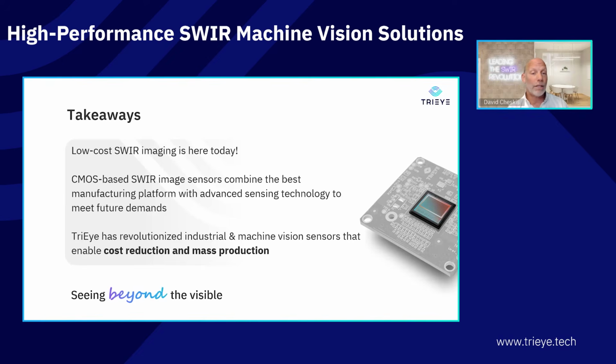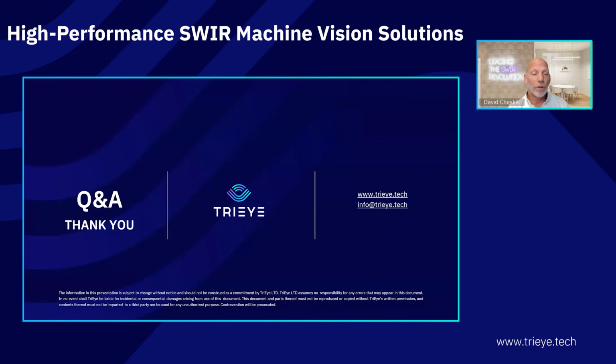Otherwise, CMOS-based SWIR image sensors combine the best manufacturing platform with advanced sensing technology that's really going to meet the future demands. We've got a good scalable platform to go out and deliver that. And what we've done here at TriEye is we've really revolutionized industrial machine vision sensors, enabling the cost reduction and mass production for future applications.